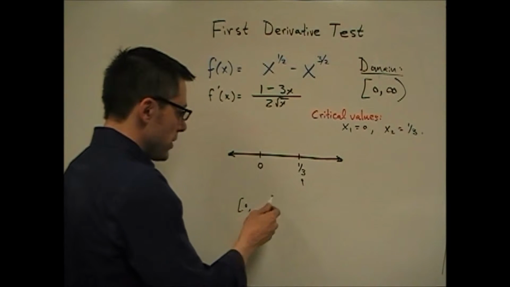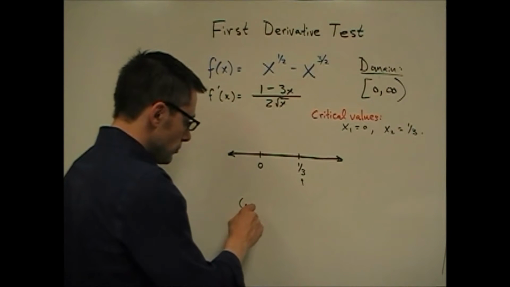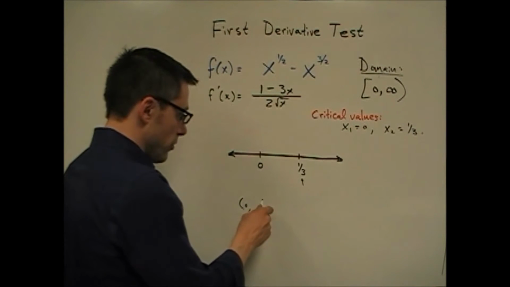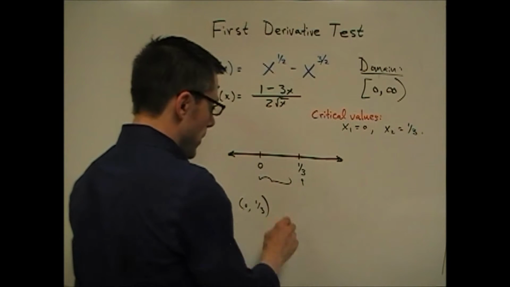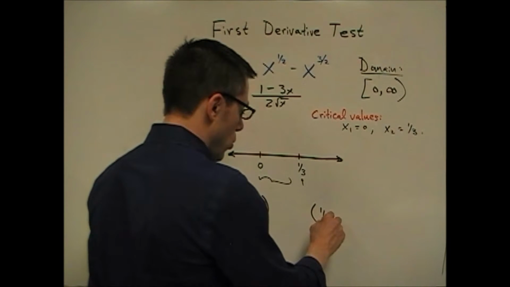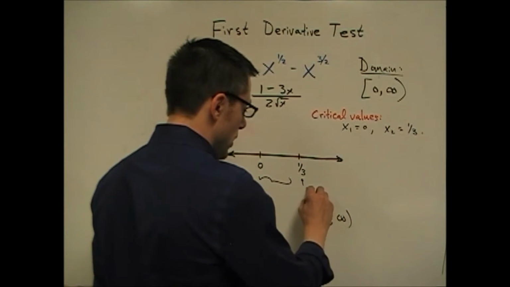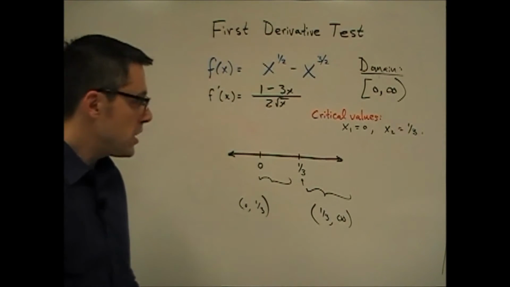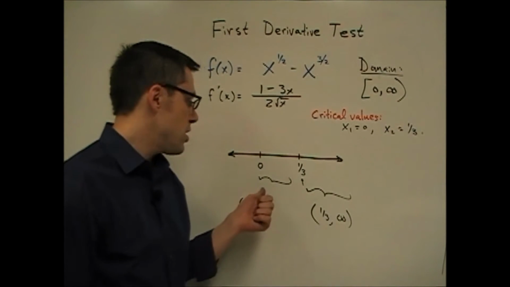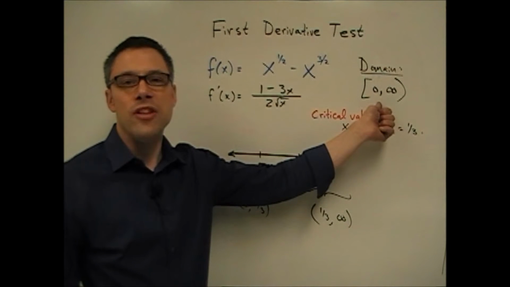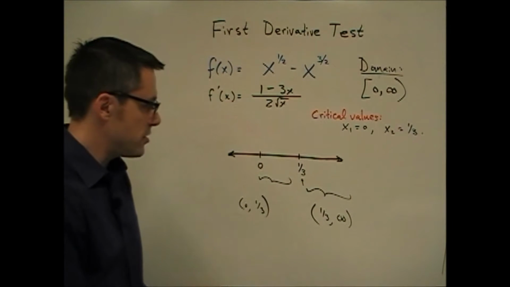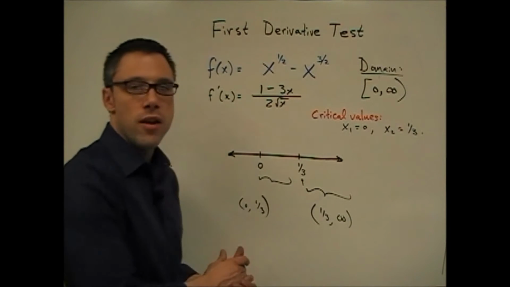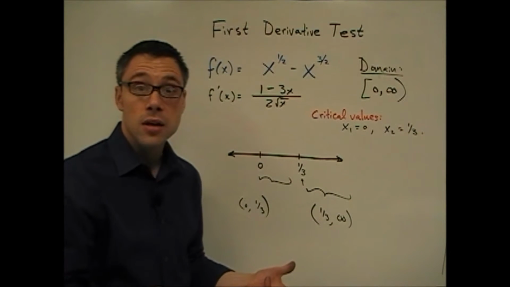From 0 out to, and I should use the round bracket here, from 0 out to 1/3. Okay, that's this part. And of course, the other one is from 1/3 out to infinity. That's this other part. Even though there were two critical values, that critical value is right at the edge of the domain. So I just know something critical happens there, but again, it's only this 1/3 that may or may not be a transition point.